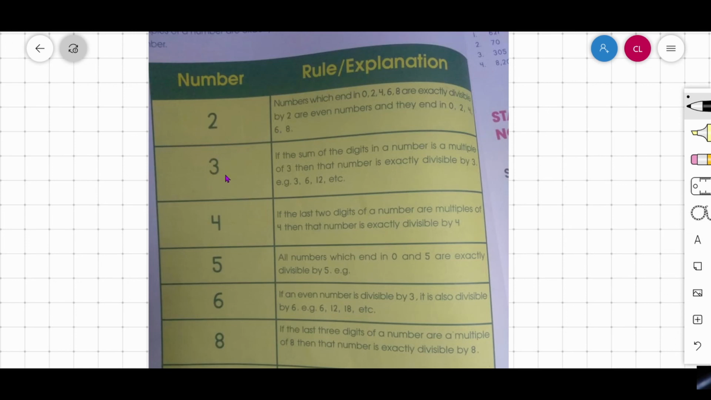What about 3? If the sum of the digits in a number is a multiple of 3, then that number is exactly divisible by 3. For example, 3, 6, 12, etc.